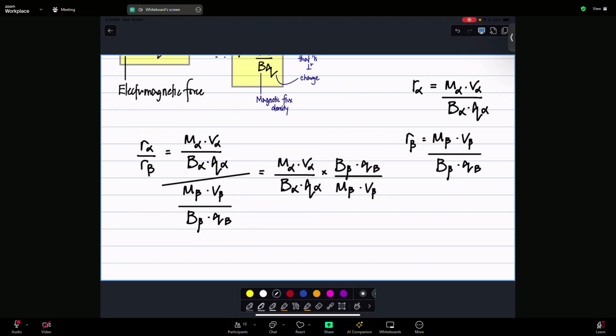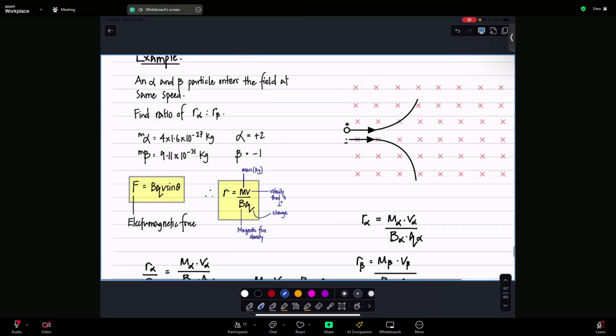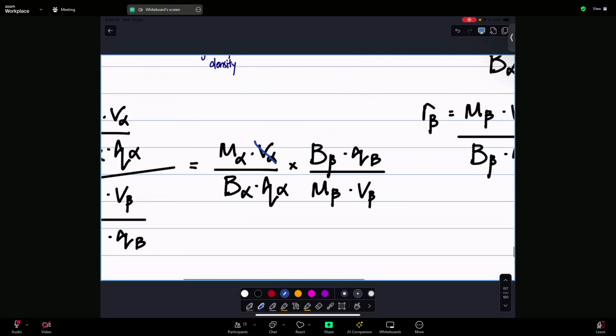Then it's very easy, super easy. What you need to do is just cancel things out, and you'll find a lot of things cancel out. The question says they enter at what speed? Same speed, right? So right away the velocity is not of any consequence. They're passing through what magnetic field? Same magnetic field, so the B also cancels out.